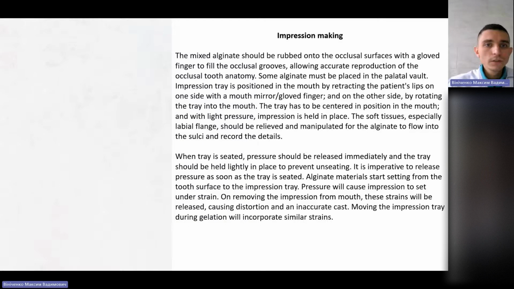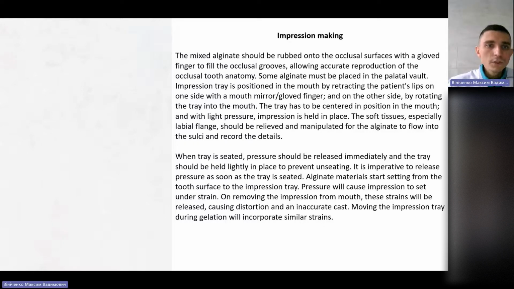The impression tray is positioned in the mouth by retracting the patient's lips on one side with the mouth mirror or gloved finger, we use a gloved finger, and on the other side by rotating the tray into the mouth. The tray has to be centered in position in the mouth. So the center of this tray must be in one line with the center of the incisors.